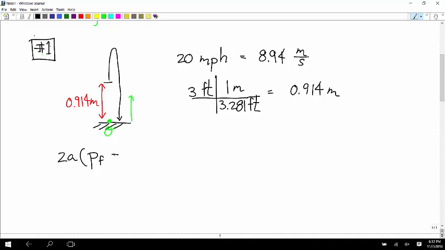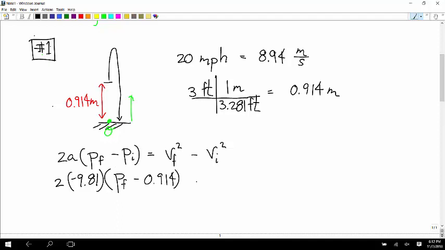Okay, so 2a times the quantity pf minus pi is equal to vf squared minus vi squared. So that's 2 times negative 9.81 times the quantity. We're trying to find pf minus 0.914 is equal to, at the highest point, vf is 0, minus 8.94 squared. And in meters, you get an answer of 4.99 meters, okay, that sounds familiar. So pf is equal to 4.99 meters.